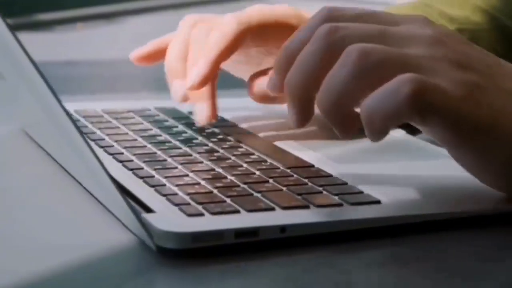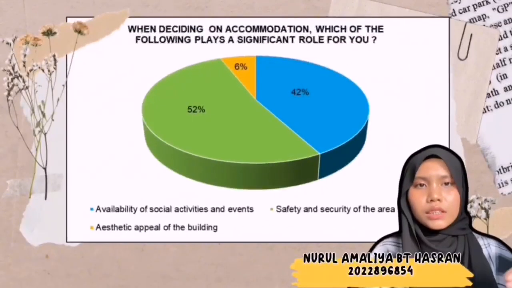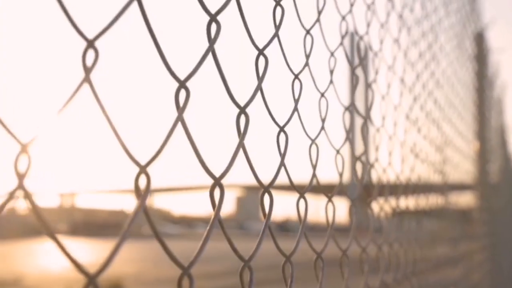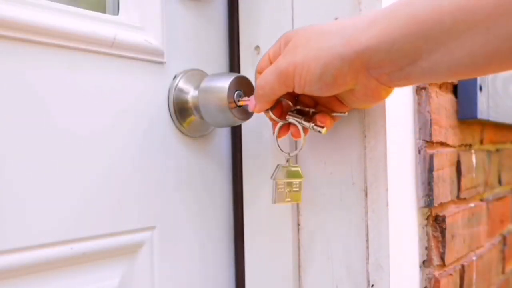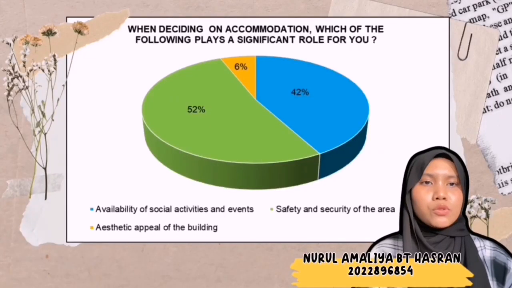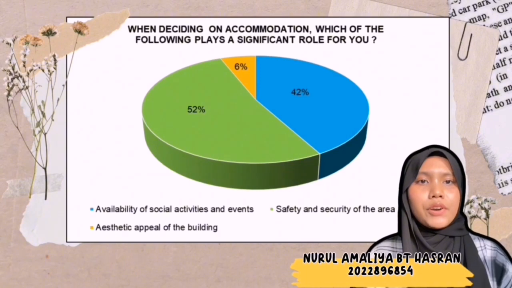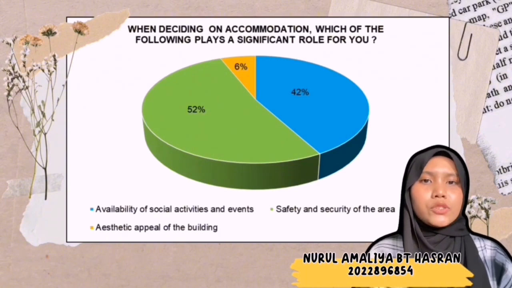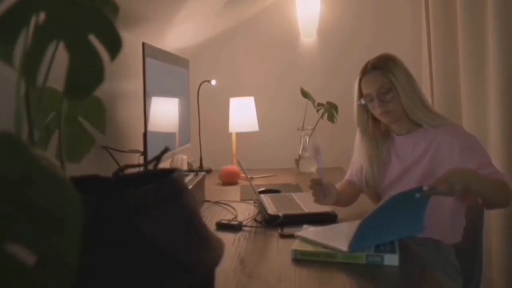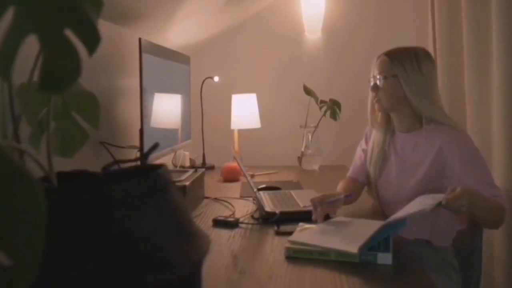Next, based on the pie chart above, many respondents agree that the safety and security of the area play a significant role when deciding on accommodation. This answer was selected by 52 respondents. When students feel safe and secure in their environment, they are likely to be less stressed and worried. This allows them to concentrate on their studies without having to worry about their safety all the time.